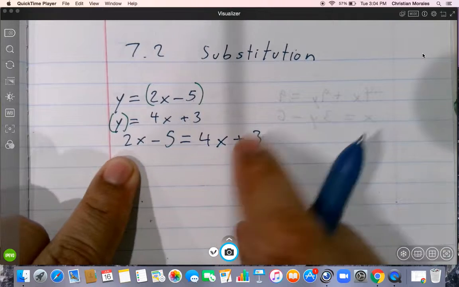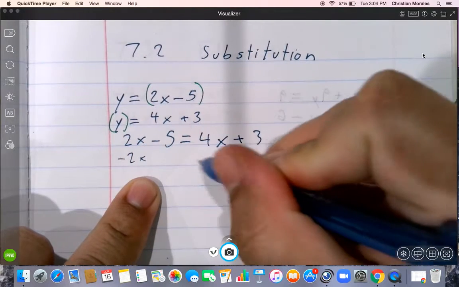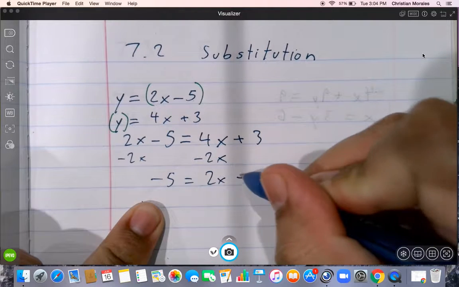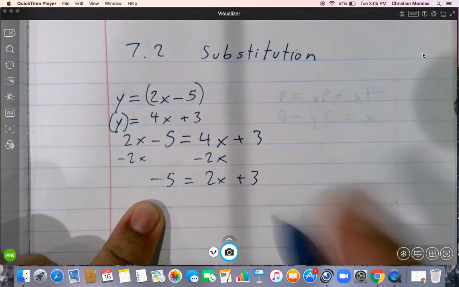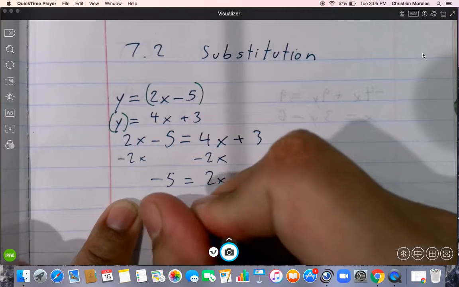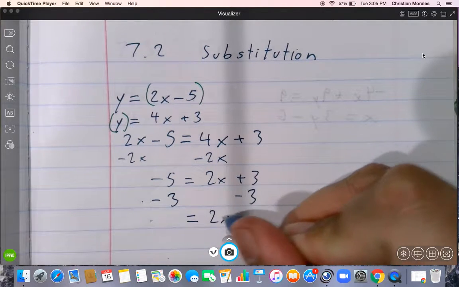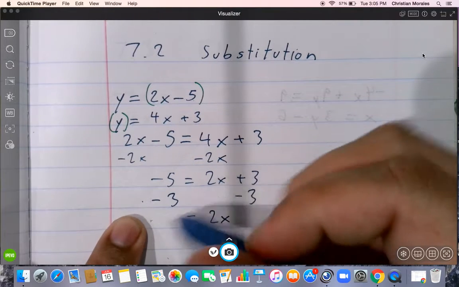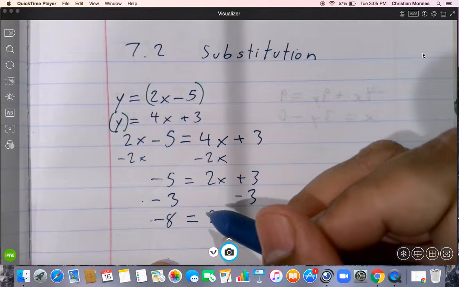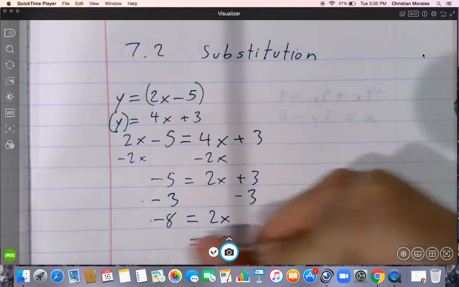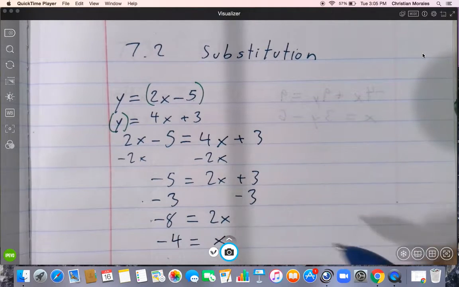Now you can solve. So I'll move the 2x over here. Okay, we got to move that 3 because I want the x by itself. Remember, whenever you're solving for x, that needs to be the only number here. Negative 5 minus 3, that's negative 8. And then divided by 2, x equals negative 4.